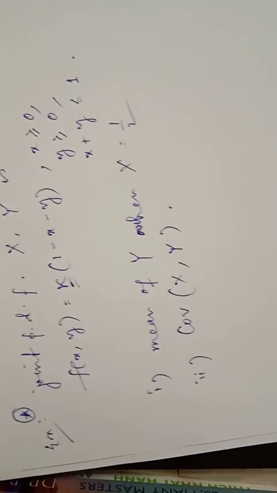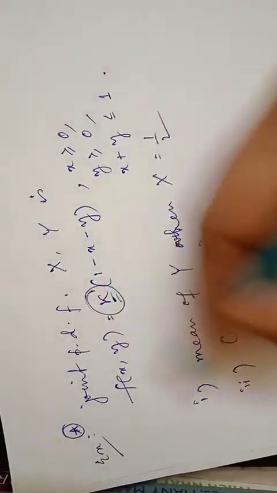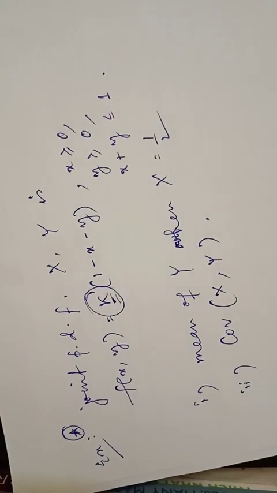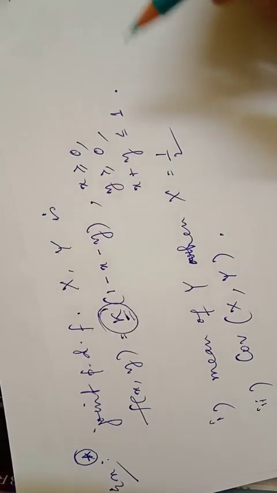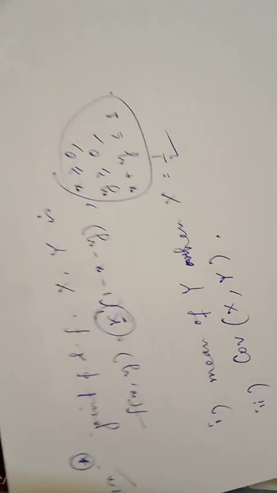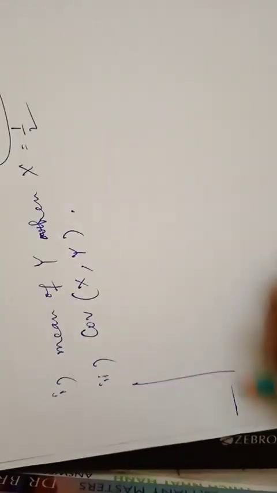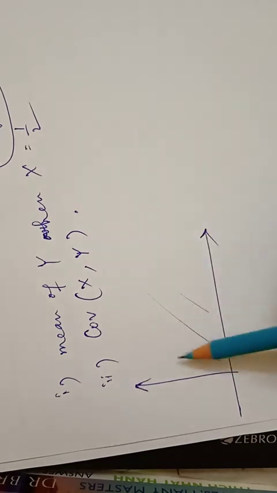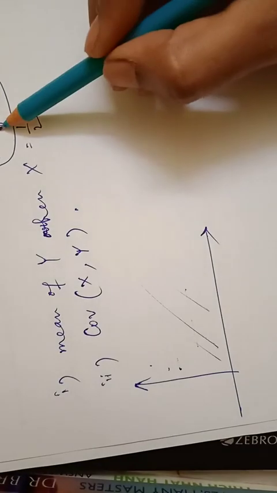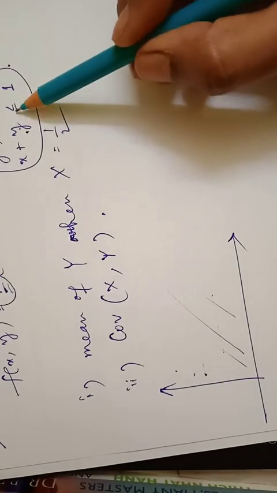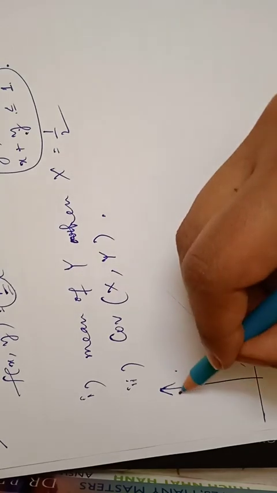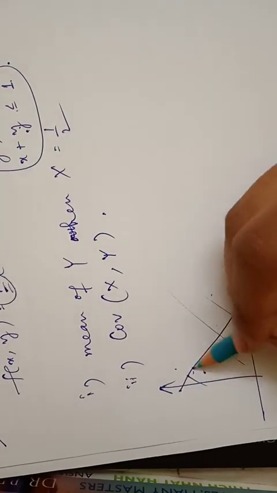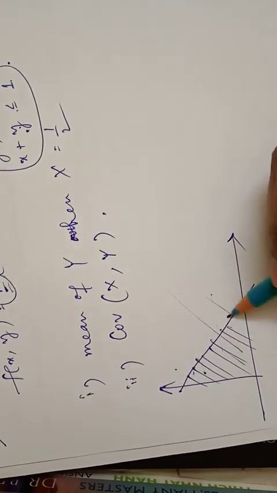Okay, so first we need to get the value of k because k is unknown here. Let's draw the region. This is the region. x greater or equal to 0, that means this quantity, and y also greater or equal to 0, that means this quadrant. Now another straight line is there which is x plus y less or equal to 1, so this one, that means this is the required region.